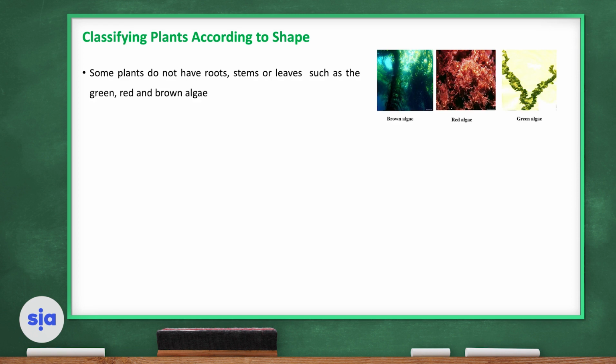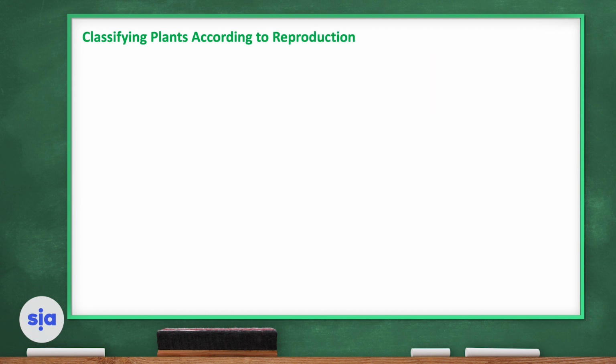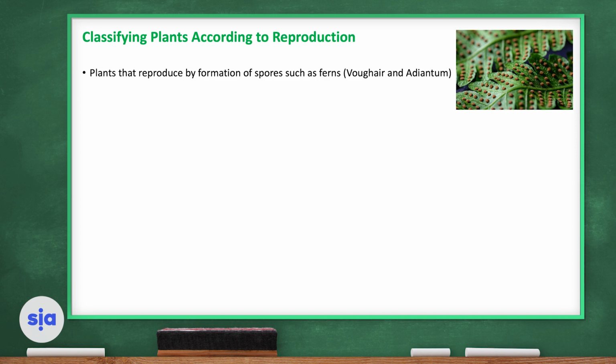So some plants do not have roots, stems, or leaves, such as the algae. Most plants have roots, stems, or leaves, such as corn, wheat, palms, and camphor plants. According to reproduction and how plants reproduce, for example, ferns reproduce by forming spores and not seeds. Vogare and Adiantum are examples of ferns.